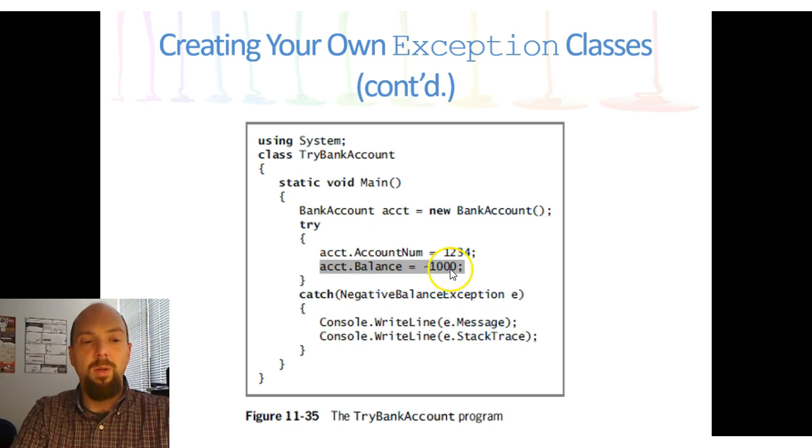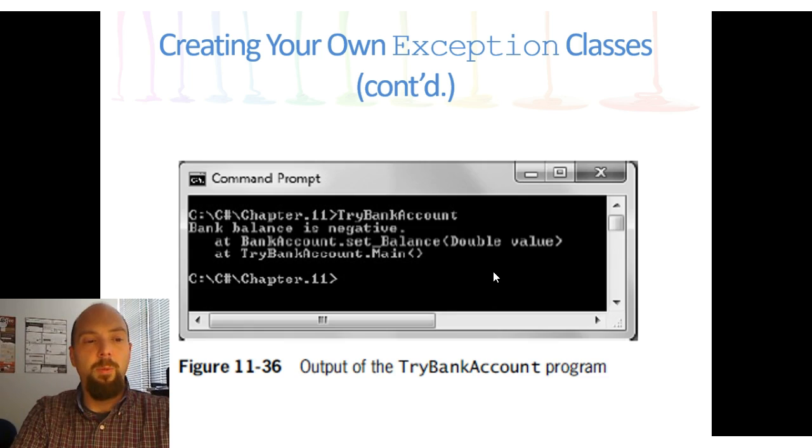So this little section of code here is going to get an error message. It's going to try to evaluate it, and then that error is going to be thrown right back to this. All right, so what we would end up with is something like bank balance is negative, and then it tells you where it existed. Now notice it says at try bank account dot main. It was in the main method that it did this.